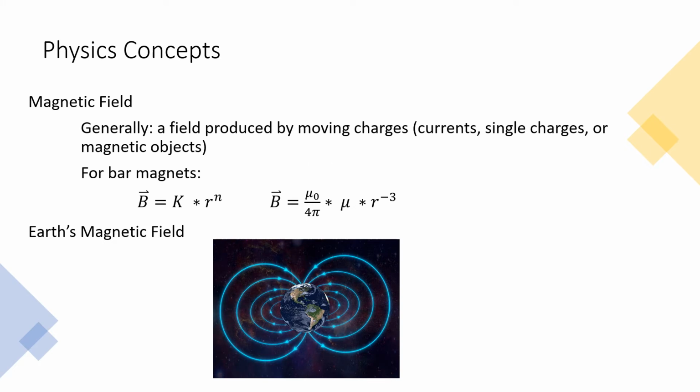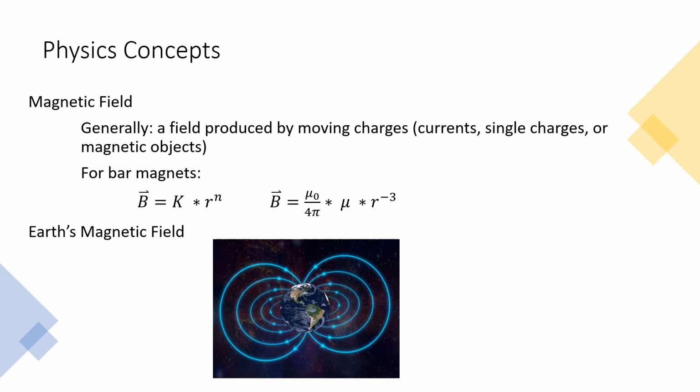The magnetic field is a field produced by moving charges, which are currents, single charges, or magnetic objects. For bar magnets, this magnetic field is equal to some constant multiplied by r to the nth power. This constant is mu naught over 4 pi multiplied by the dipole moment of the magnet, which is then multiplied by r, and n is known to be negative 3, or 1 over r to the third.